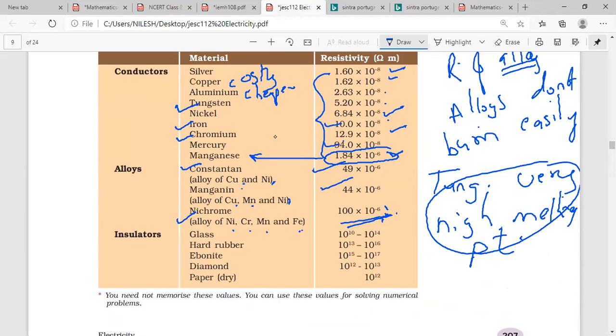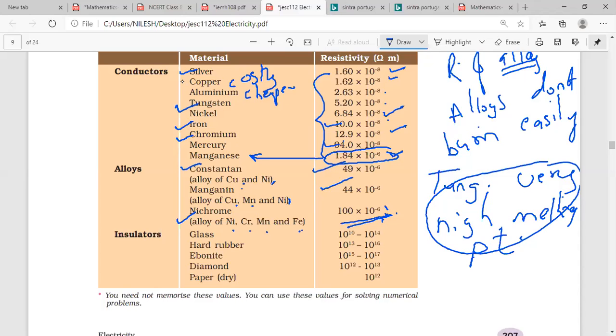Because it has less resistivity. Very good. The resistivity is less, and less resistivity means more conduction. And who is the best conductor? Silver. I told you. But why can't we use silver?